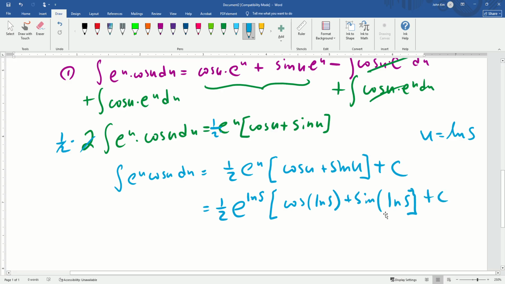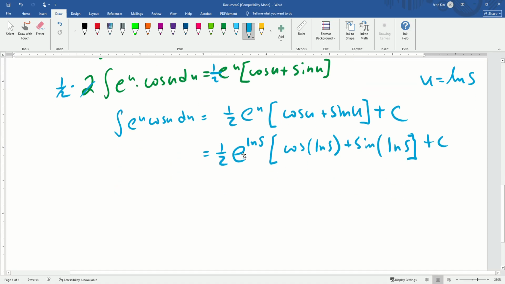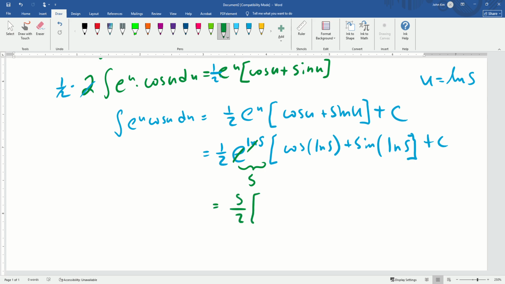We're going to simplify this one more time. E to the natural log, they're inverse operations. That means that this cancels out. Just 2s right there. S over 2, bracket, cosine of natural log of s plus sine of natural log of s, end bracket, plus c. That was difficult.